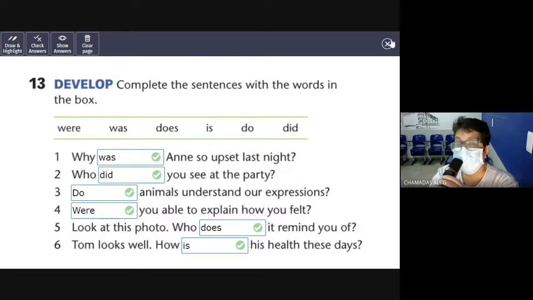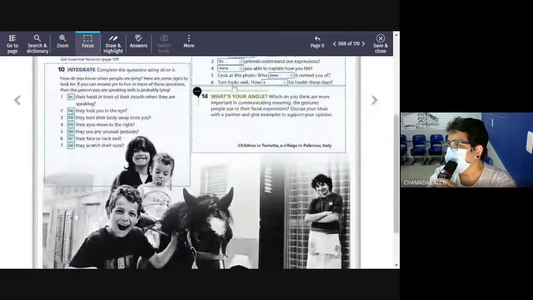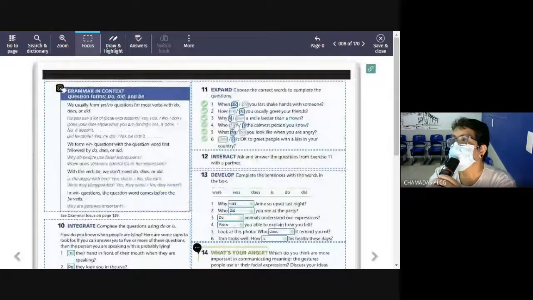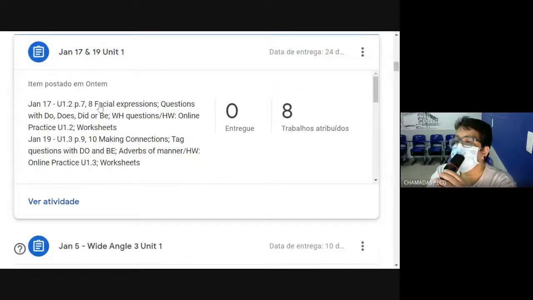All right, people. Can I close? Yeah, teacher. Okay, guys. So, what did we learn today? Let's take a look. Back to our page on Google Classroom. Let me share here. Today, we talked about facial expressions. We saw some yes/no questions, with do, does, did, and be. And we also saw WH questions. Okay? So it's important to practice this.